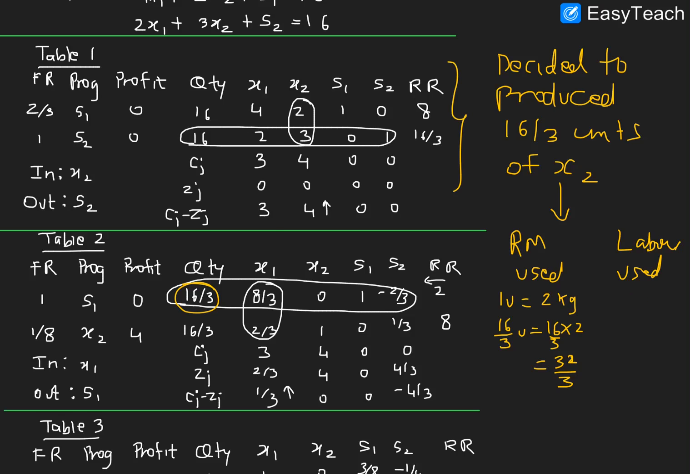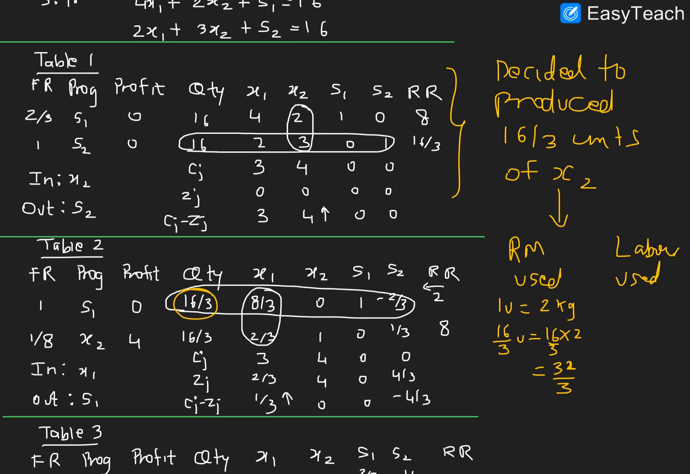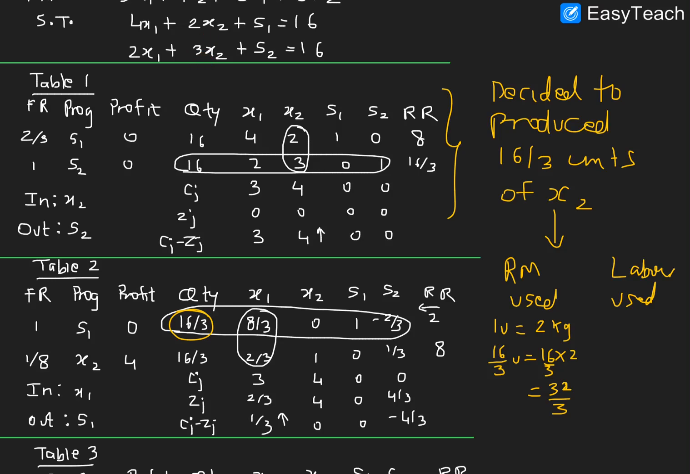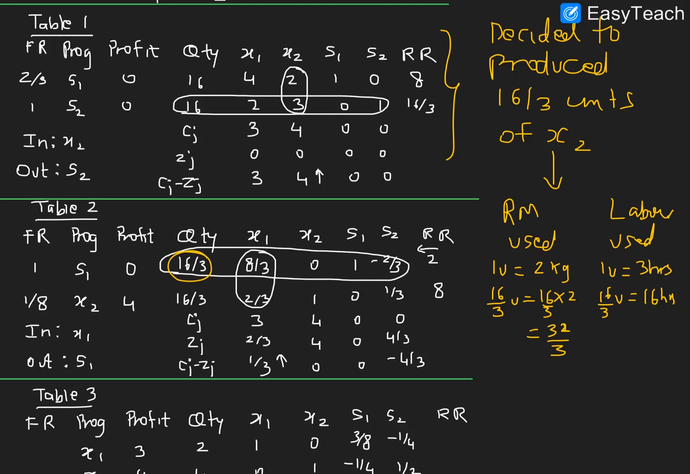Now if I talk of labor also, we can understand that each unit of x2 consumed 3 hours of labor. So we said 1 unit is equal to 3 hours. So if you're producing 16 by 3 units, that should consume 16 hours of labor. So if we say what is the total labor or total raw material available, initially we had, as we observed, 16 units. So we had 16 units of raw material and 16 units of labor.